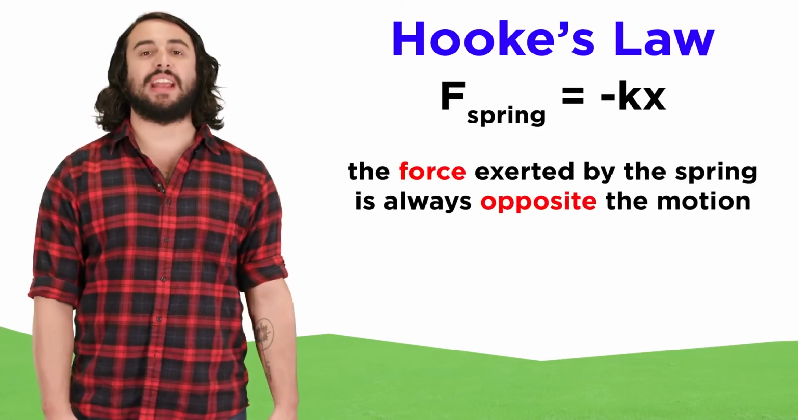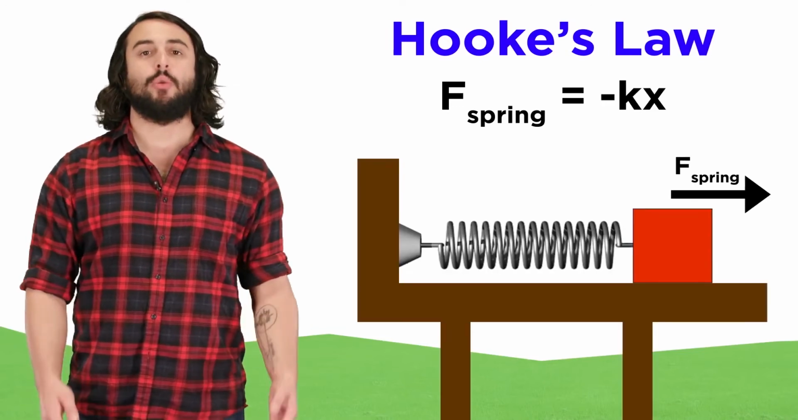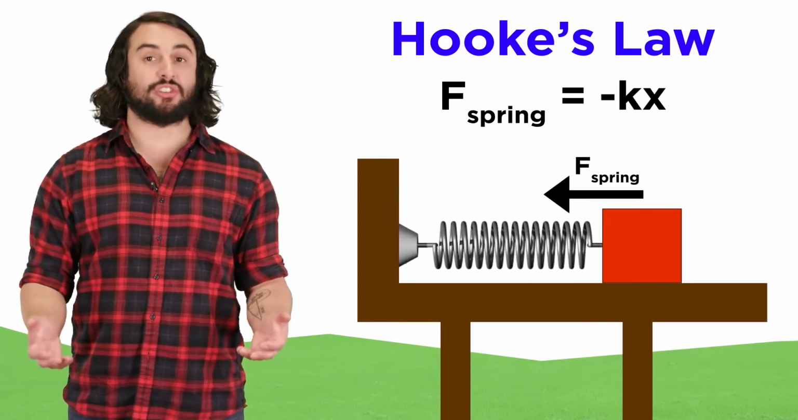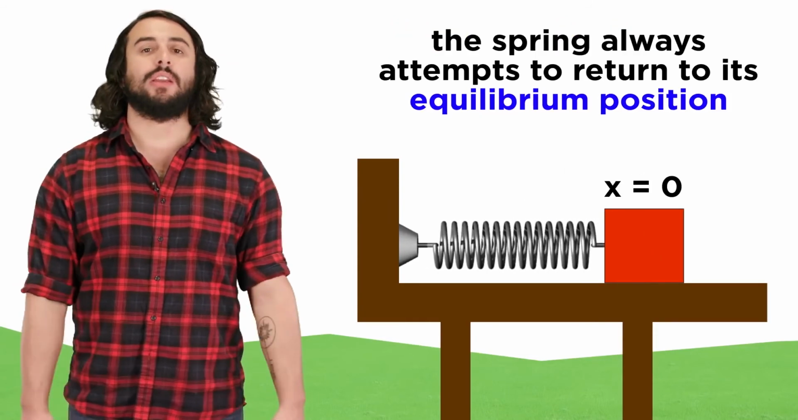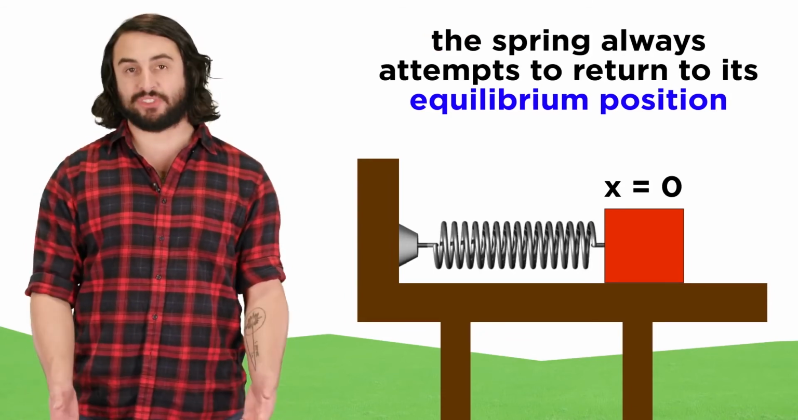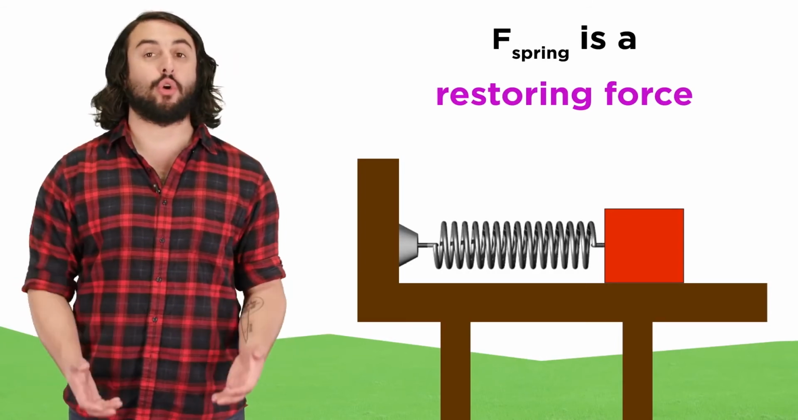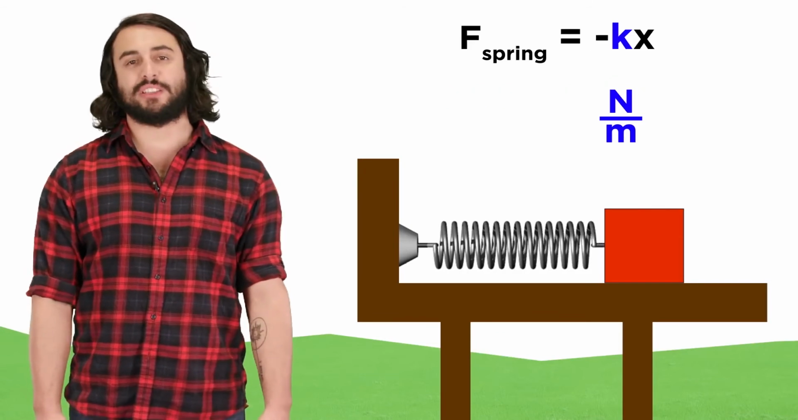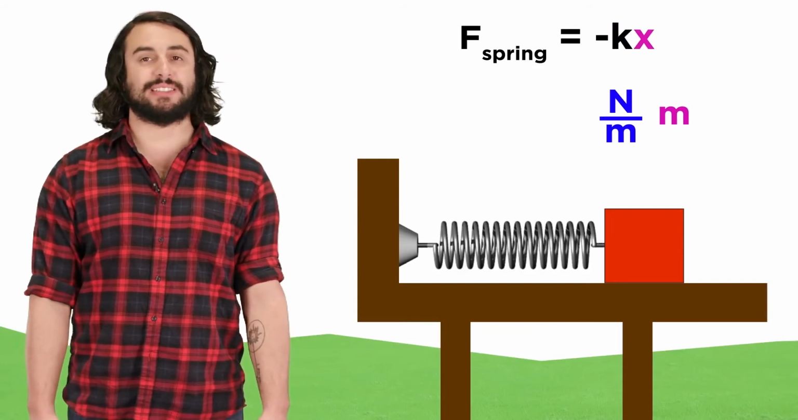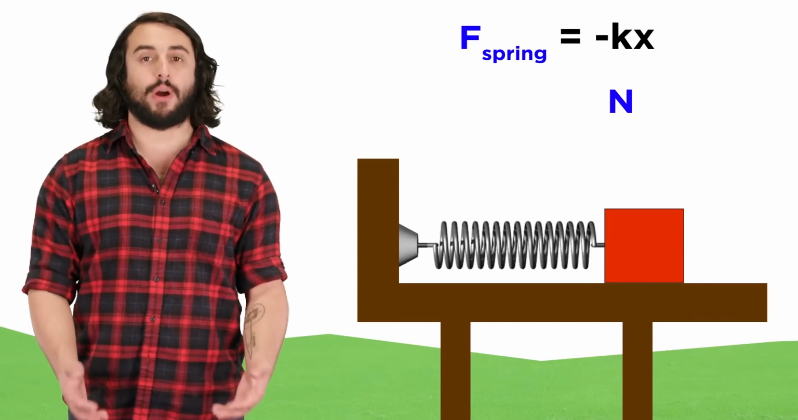The negative sign indicates that the force of the spring is always opposite the direction of the movement of the object. When the object compresses the spring, it will push out, and when the object stretches the spring, it will pull in. In both cases, the spring is attempting to move the object back to its equilibrium position, which is why the force applied by the spring can be called a restoring force. The units on a spring constant will be newtons per meter, so that when you multiply by some distance x, you get the force that must be applied to compress that spring that far.